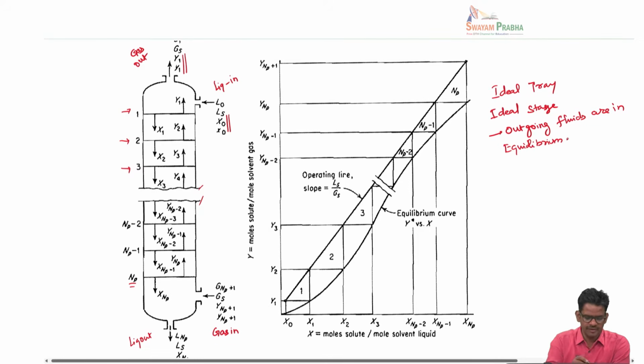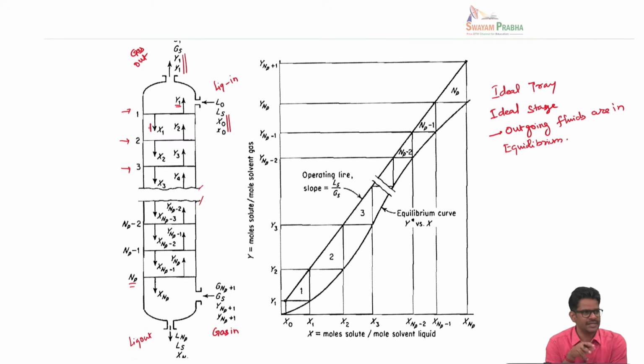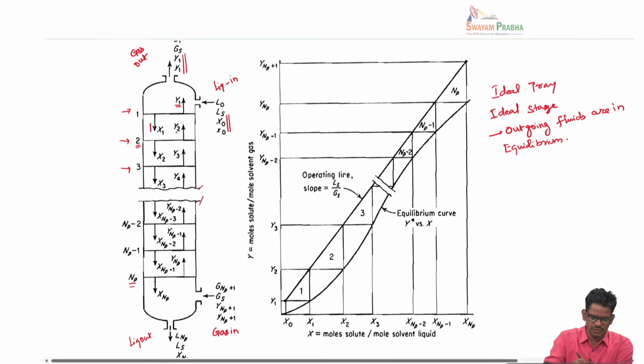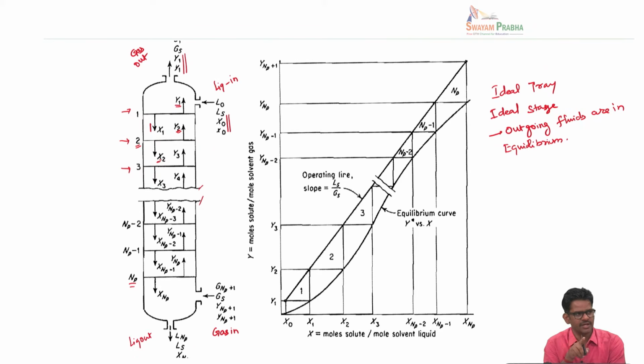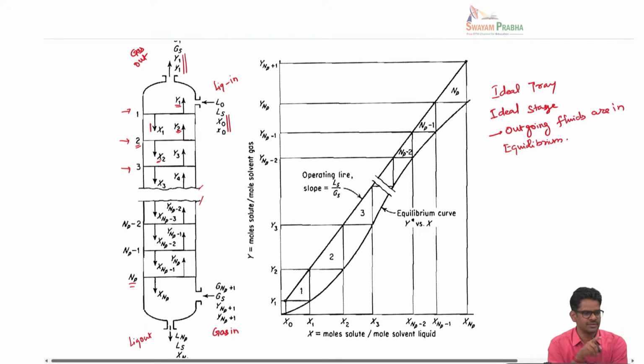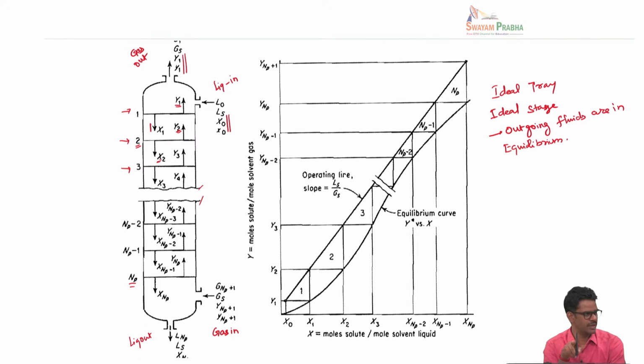What do I mean by that? If I look at the first tray, y1 is the composition of the gas leaving this tray, and x1 is the composition of the liquid leaving the first tray. With respect to the first tray, the two streams leaving are numbered with suffix 1. Similarly, for tray 2, the two streams leaving are y2 and x2. The numbers are assigned so that streams leaving a particular tray are given the index of that tray. The streams leaving the first tray are x1, y1, the streams leaving tray 2 are x2 and y2, and so on.